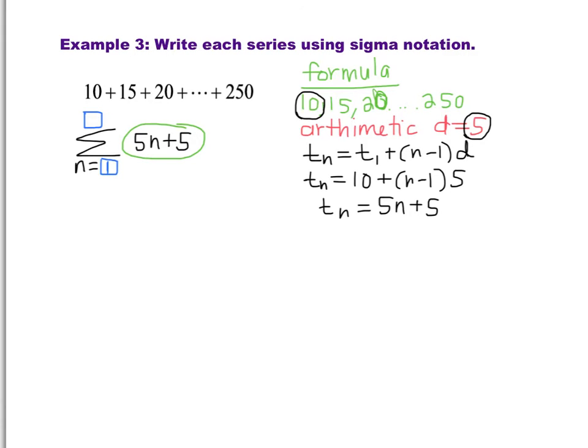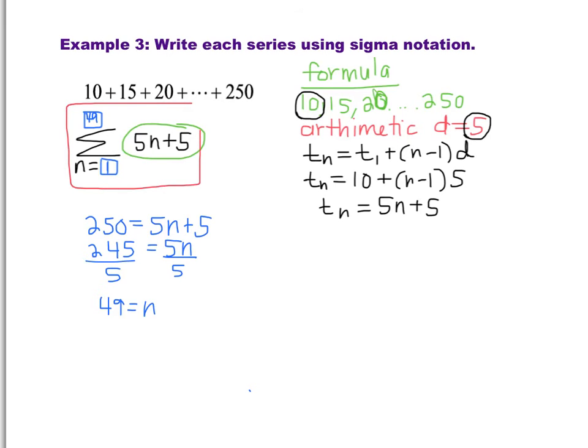But now the question is, what does our n need to be in order to get 250? So you might want to do a little bit of scratch work with that. You're trying to find out if I want my term to equal 250, what would n have to be? So you could subtract that 5 and then divide by 5 on both sides, and you'll get that n is 49. So that's our upper bound. And there it is. After all that work, now we have our full sigma notation, upper bound, lower bound, and our formula.